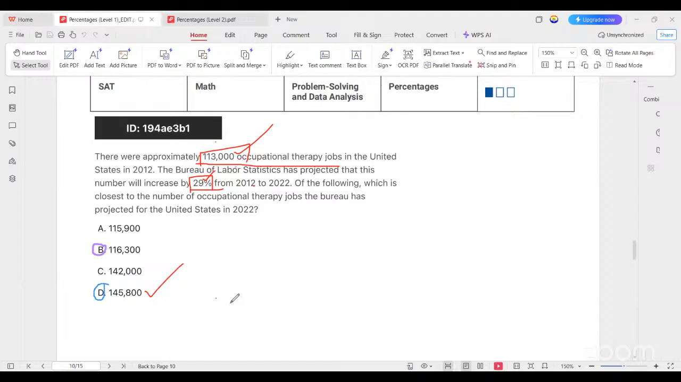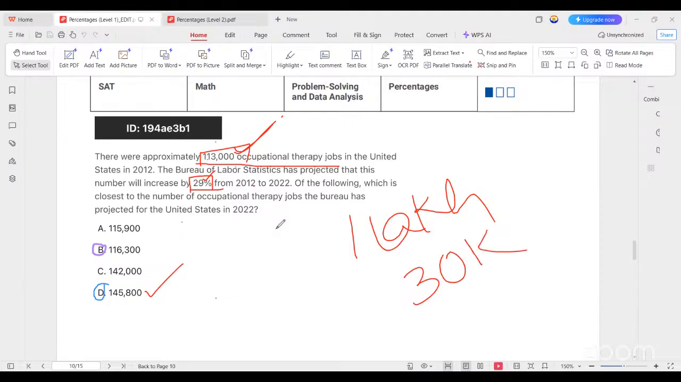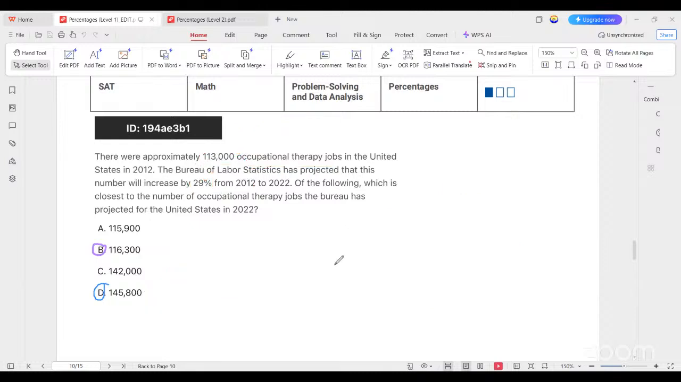Wait, why is it fine? Sorry. Yeah, because 29% on this, you see, it is 1 lakh. For 1 lakh, 29% is roughly 30,000 that will increase. So here it is on 1 lakh 13,000, so more than 30% should increase. Oh yeah, I see now. Thank you. You got it now?